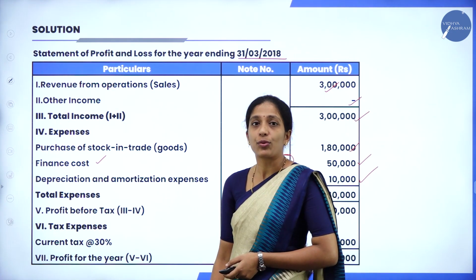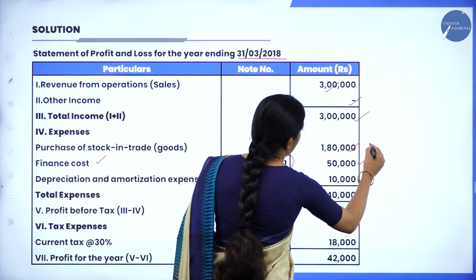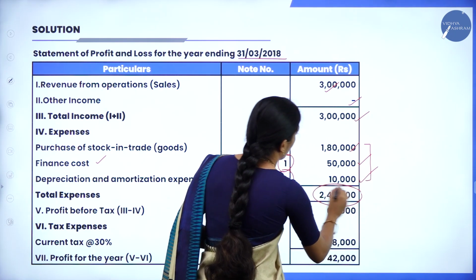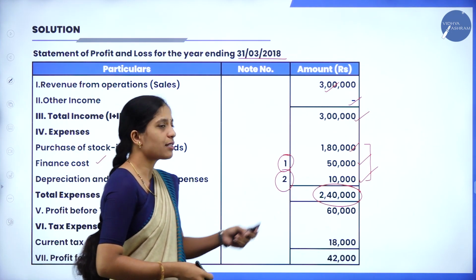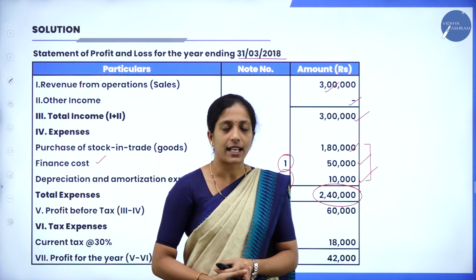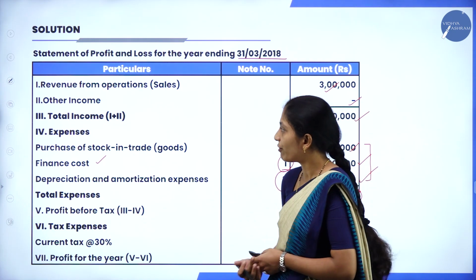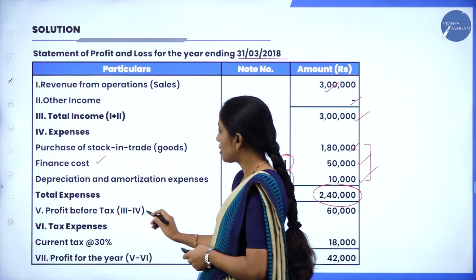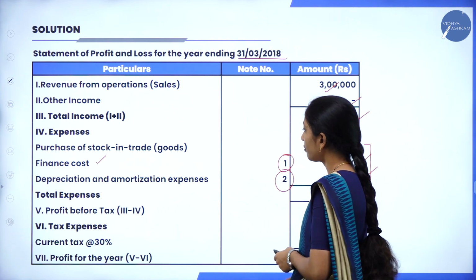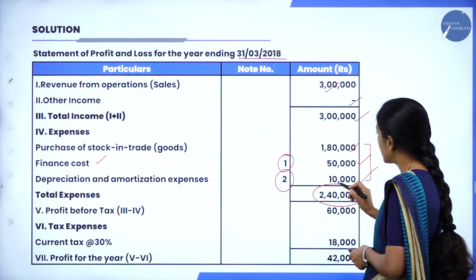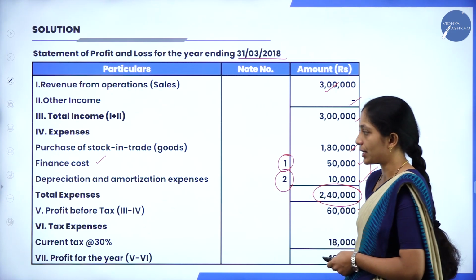Next, we will get what? Total expenses. So, how to get total expenses? Add only the expenses. 1,80,000 plus 50,000 plus 10,000, it is 2,40,000. We got total expenses. And the next, 5th one is what? Profit before tax. How do you get profit before tax? 3 minus 4. That is total income minus total expenses. So, total income is 3 lakh minus total expenses 2,40,000. Profit before tax is 60,000.